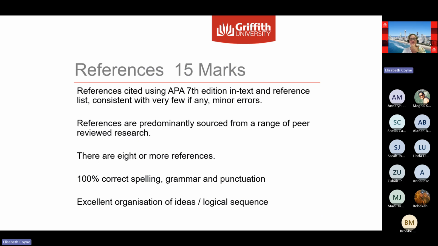And then the last 15 marks again is presentation and references. So looking at 8 or more, but it's about making sure they're from a good source, predominantly sourced from a range of peer-reviewed research. What we do is we check to make sure it's APA. A few of the ones that were in A1 have not been APA, so they've lost a lot of marks in referencing. And so this is now worth 15 marks.